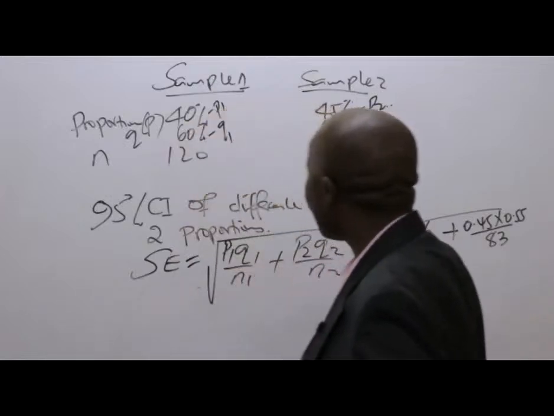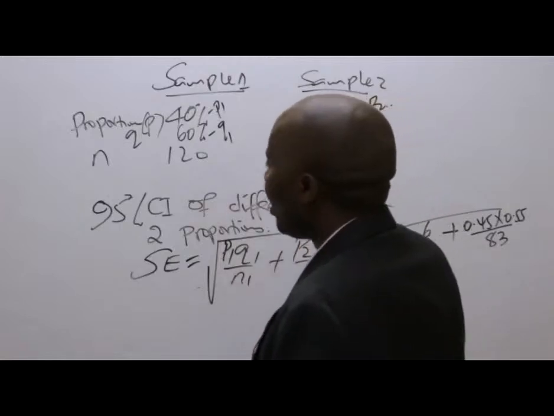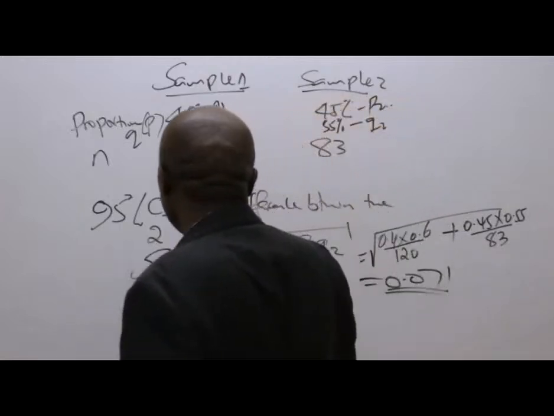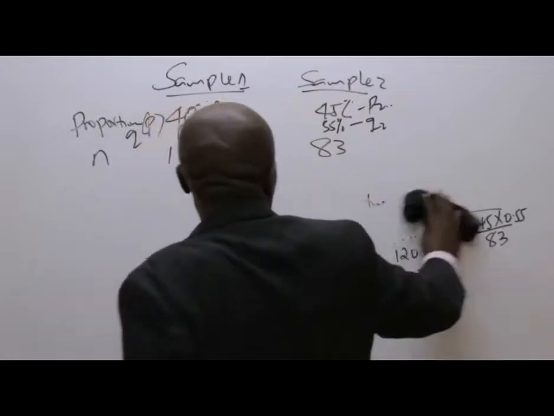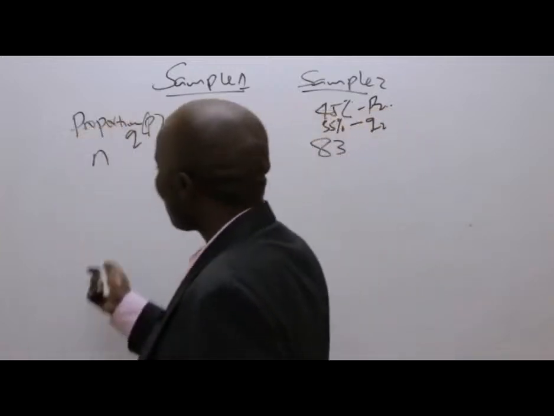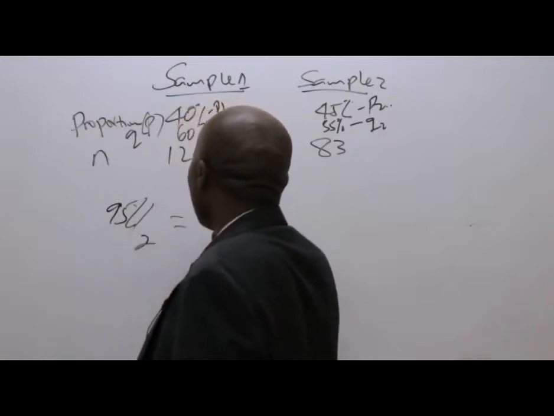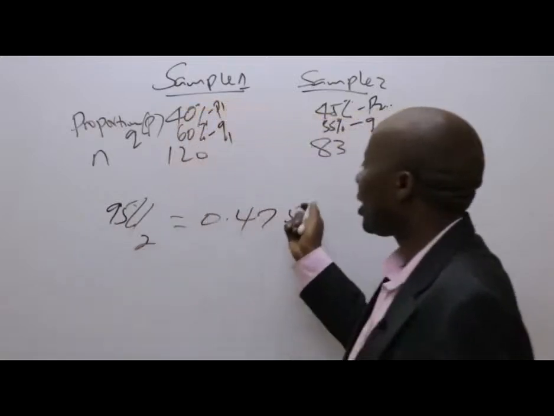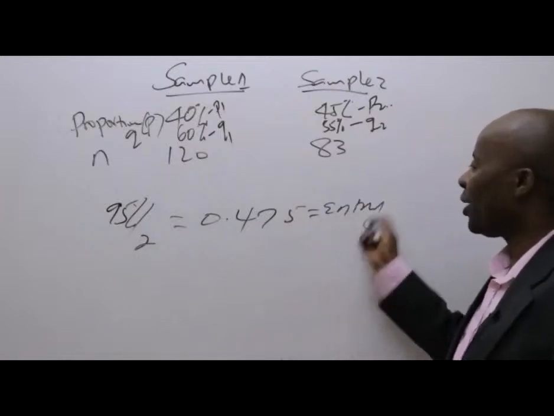I know that this is Z, because I can see how big my samples are. Being Z, what I need to do is divide this 95% into 2. When we divide 95% into 2, this will give us 0.475. And for sure, this is what we call the entry.